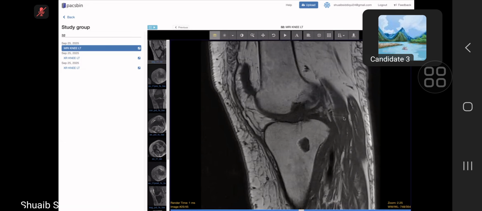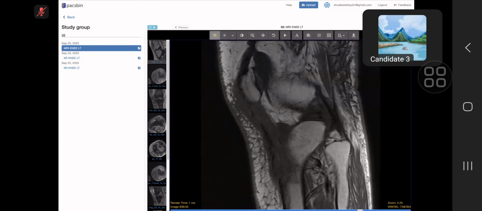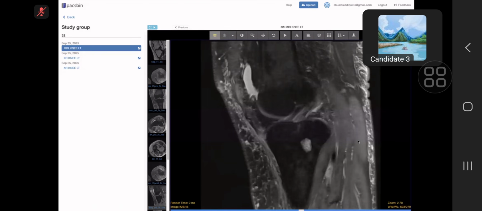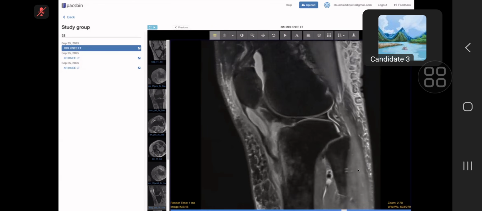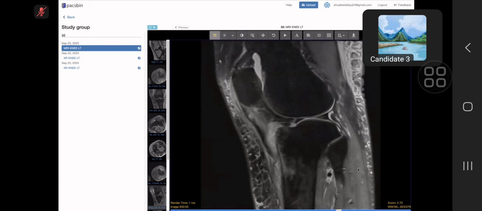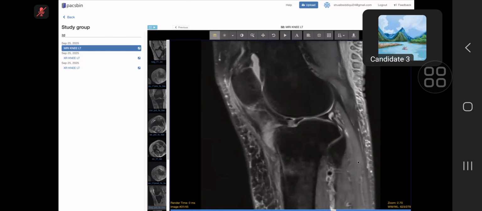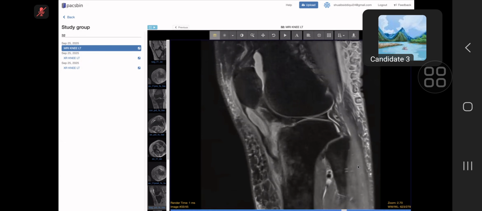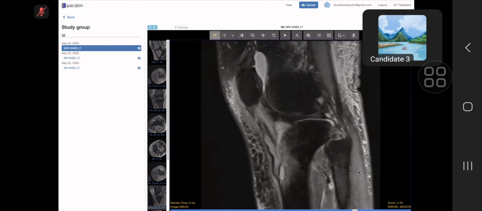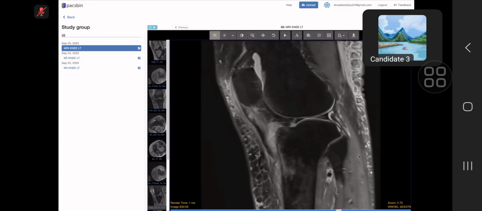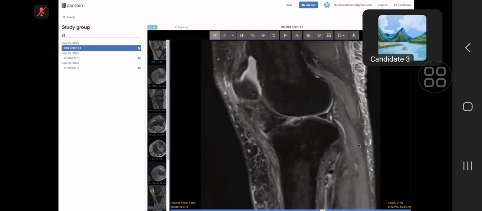So I would like to see it once again in the PD FAT sat. Some similar kind of signals were also being seen in the lower part of the femur. As I mentioned, there are diffuse altered marrow signals, but the anterior surface of the tibia is showing hyperintensity with some break in the cortex, and there are more profound changes seen. I would like to see it in, if available, T1 FAT sat contrast enhanced images.